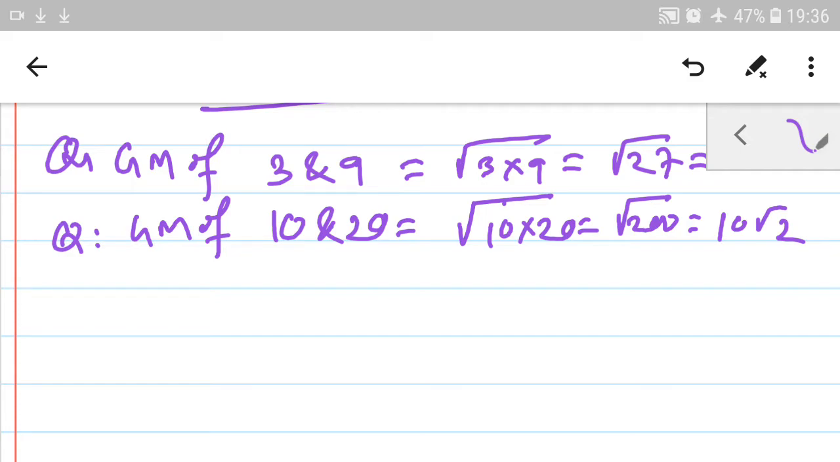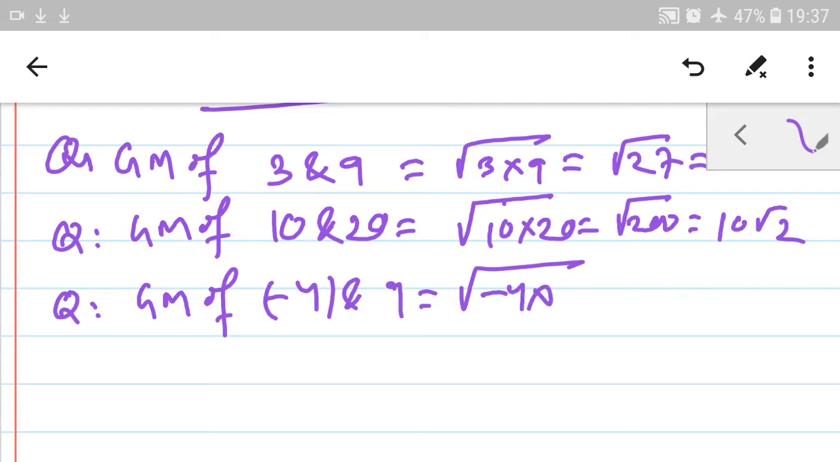Clear? Now remember one thing, if I ask you what is GM of minus 4 and suppose 9, it is square root of minus 4 into 9, which becomes undefined, not defined, right? So this is the concept of GM. Now let us solve some allied problems with GM.